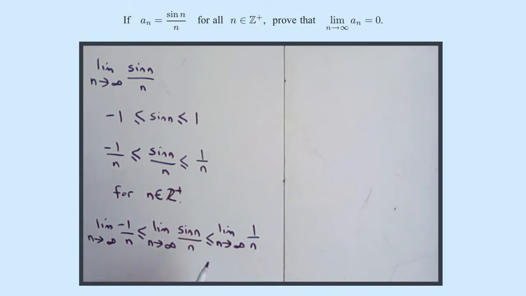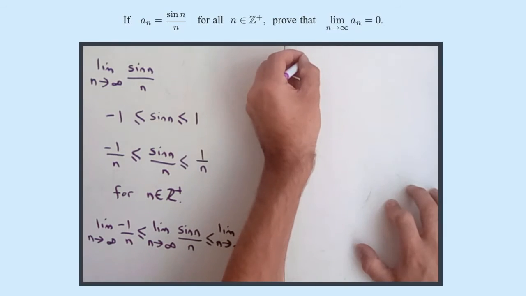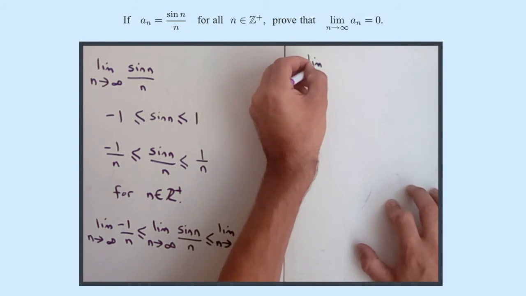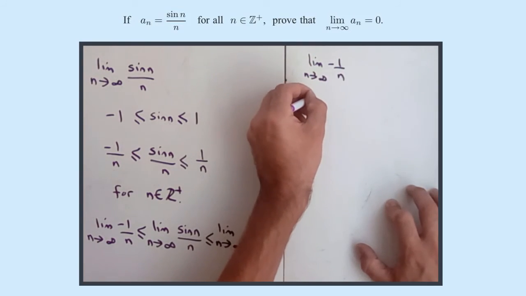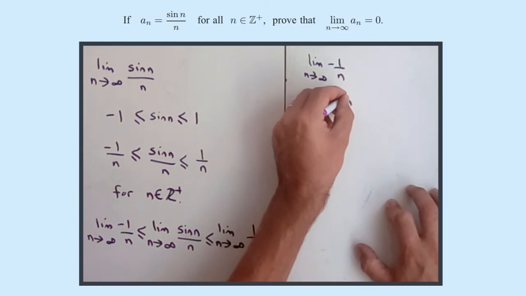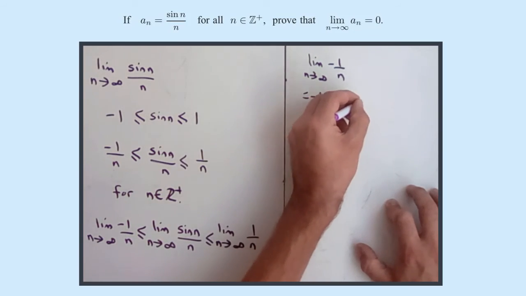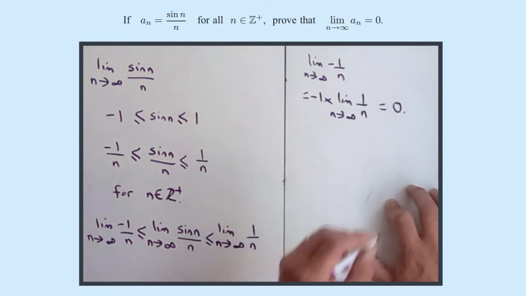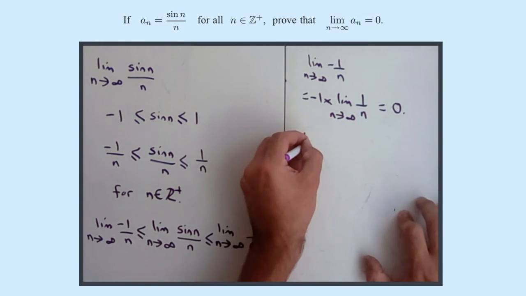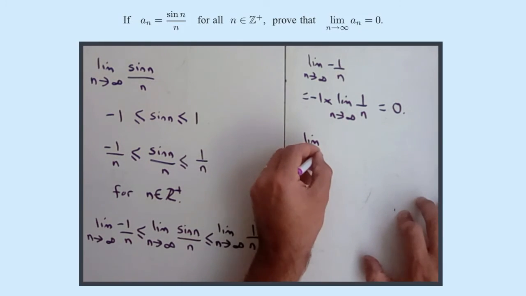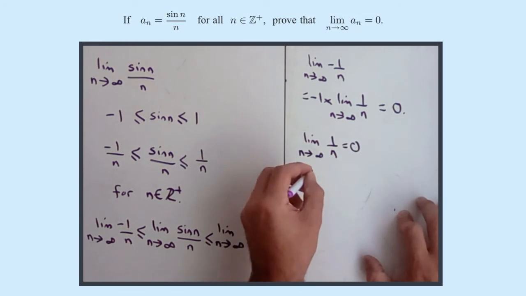Okay, so these two are really, really simple limits. We find them all the time. 0, 0, so this must be 0. But as we're actually doing a sort of proof, I'll just write that down. So the limit as n approaches infinity of minus 1 over n equals minus 1 times the limit as n approaches infinity of 1 over n, which we know equals 0. You can accept that that's the standard result. So the limit as n approaches infinity of 1 over n, well, we know it's 0 anyway.